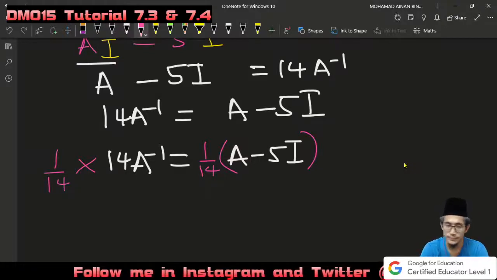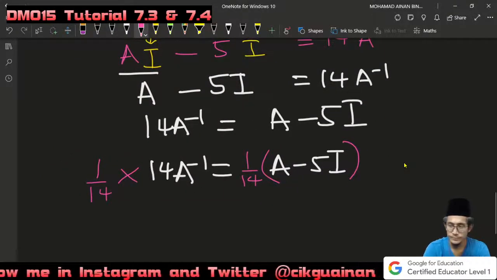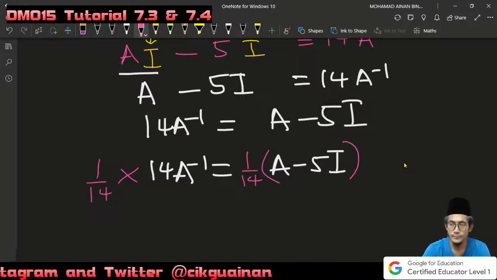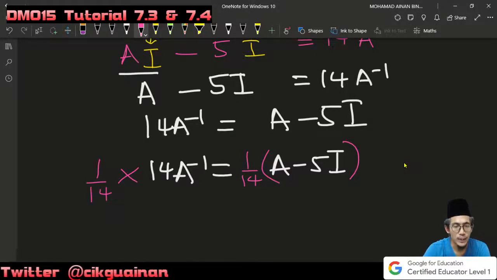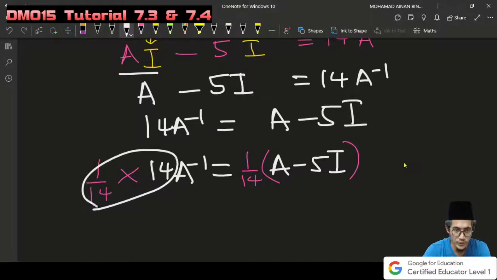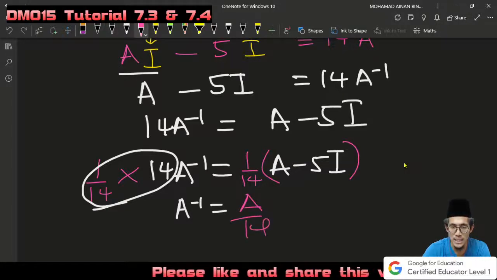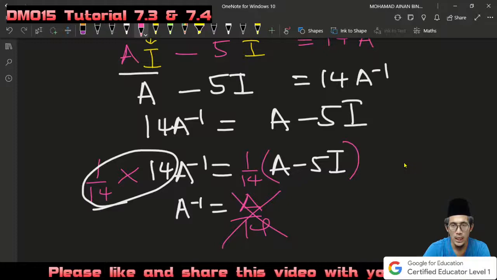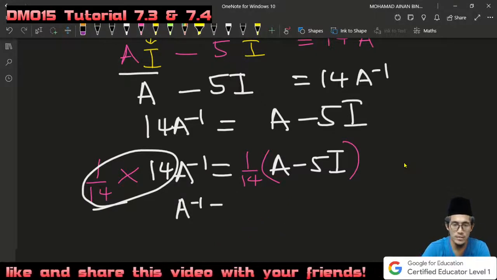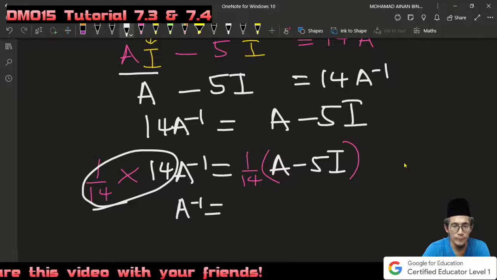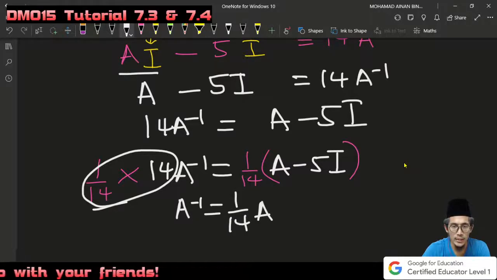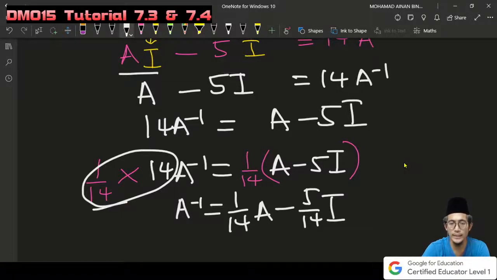So far, any questions? None? Okay. So, 1 over 14 multiply 14 is A inverse. Equals, this one, just put it beside. Don't write A over 14. Wrong. I already said earlier, no division. So, don't do it. Now, 1 over 14 A minus 5 over 14 identity. This is the same, leave the identity.